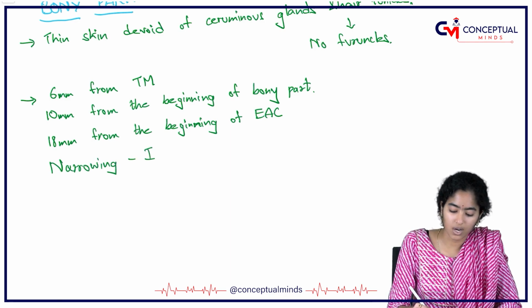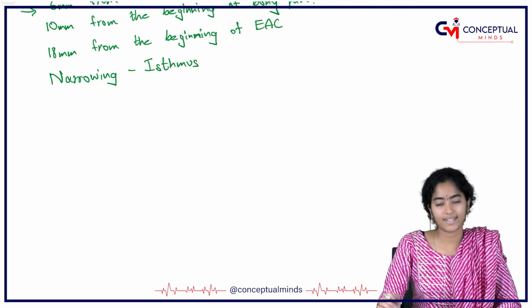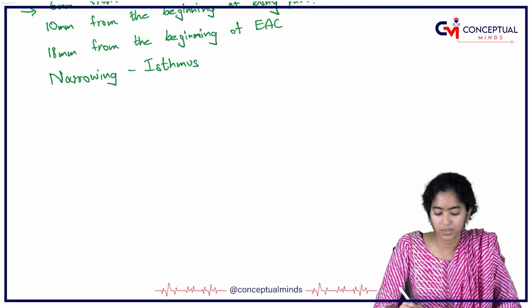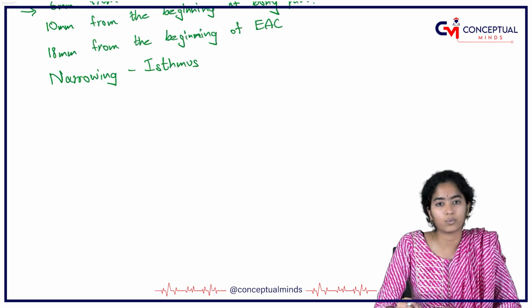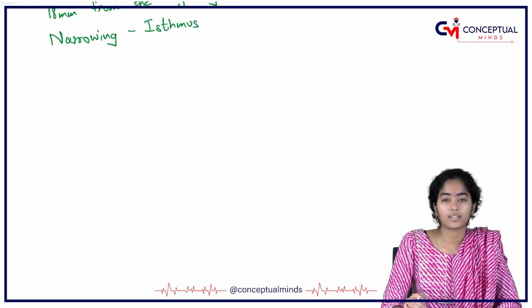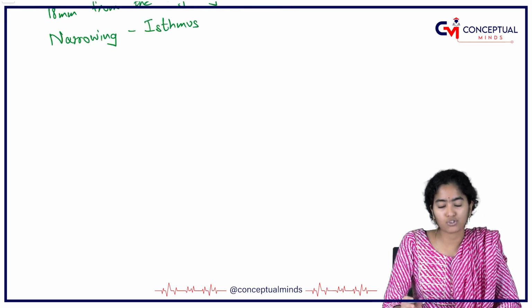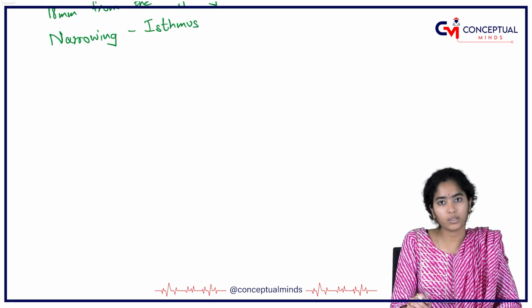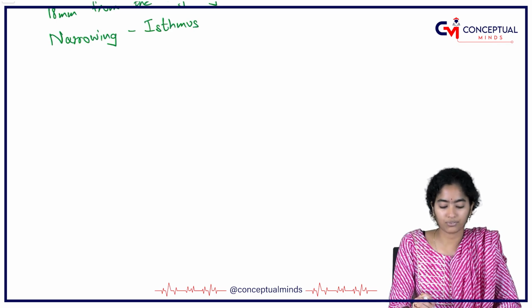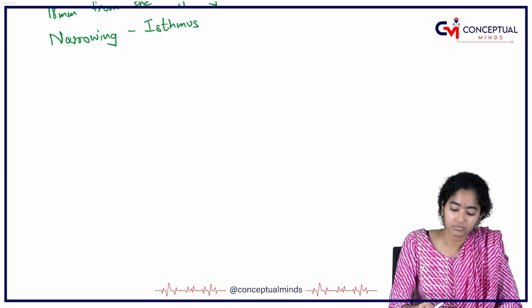And that narrowing is called the isthmus. As you can see in this picture, in between, 6 millimeters from the tympanic membrane, there is a narrowing, and that narrowing is called the isthmus. Now behind this narrowing, behind this isthmus, if any foreign body gets lodged, it is very difficult for that foreign body to come out because of this narrowing, and that makes the isthmus important for us. Anything lodged medial to the isthmus is difficult to retrieve.